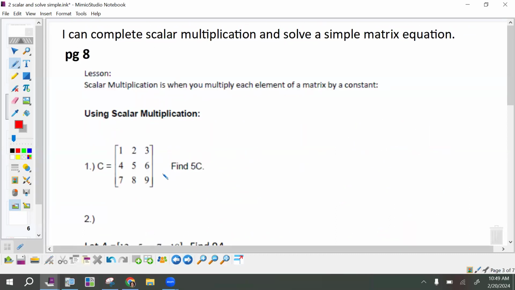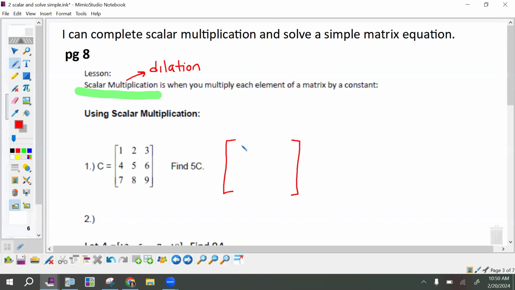All right, so now on page 8, what we're going to learn about today is scalar multiplication. This is different than regular multiplication, which we will do in our next lesson. Scalar multiplication is like a dilation. It's a coefficient. So when you have this 5 times matrix C, that means take each element in matrix C and multiply by 5.